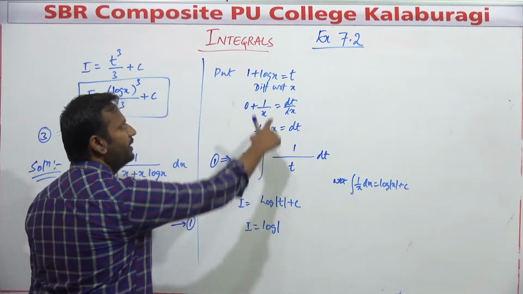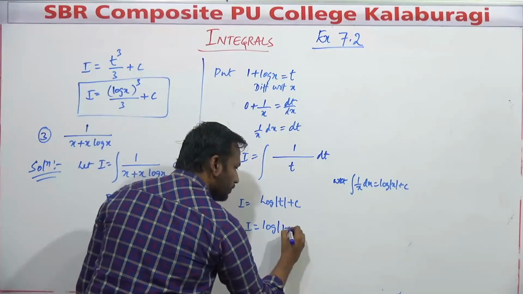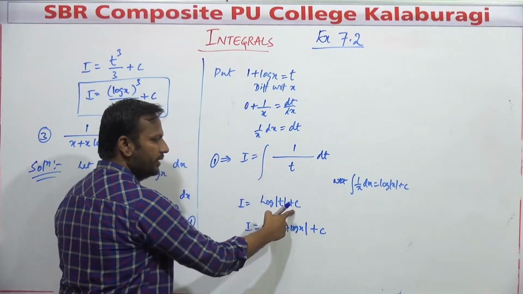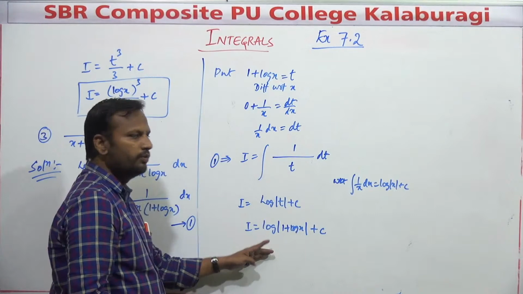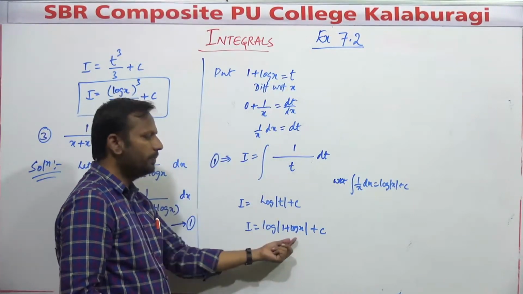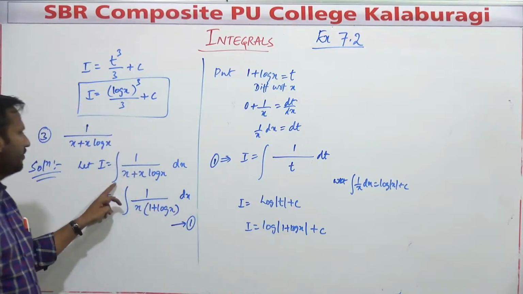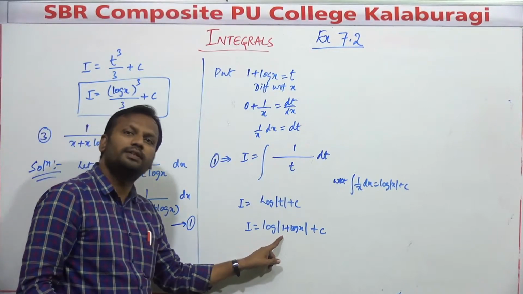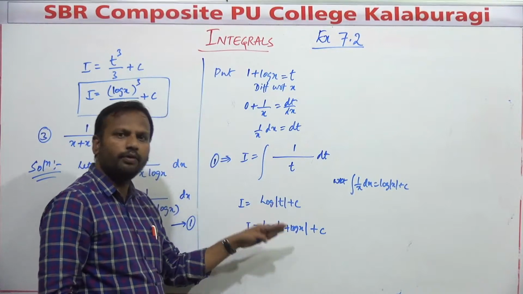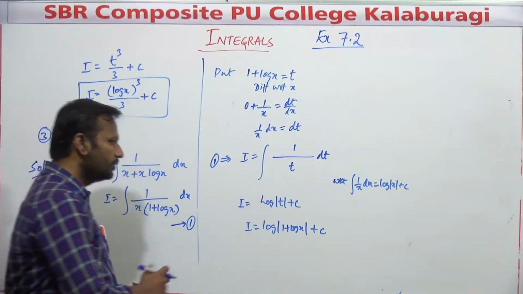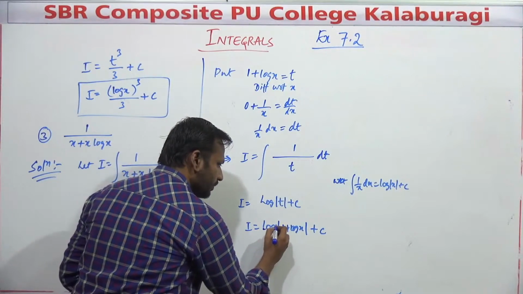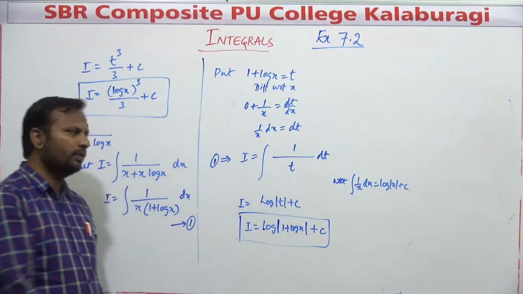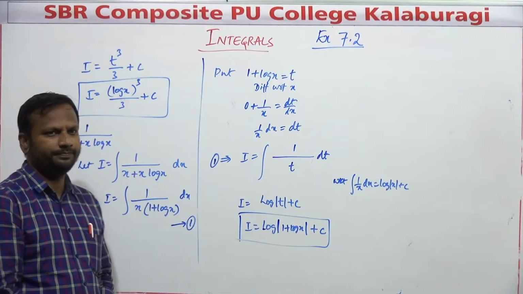What is t, students? What is t? 1 plus log x. Most of the students keep answering here itself. No, further you have to do. Again you have to replace t as 1 plus log x. Why? Because they have asked with respect to x. They integrate with respect to x. Variable is x. So we have to show the answer in the form of x, not in t. Again you have to replace back. Okay. So this is the answer: log of mod of 1 plus log x. Easy, right? All problems are of the same type.